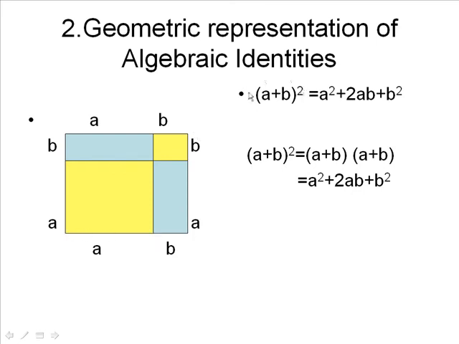And we check the left side. It's exactly the area of this big square. So both sides represent the area of this big square. That means we prove this identity by a geometric shape.